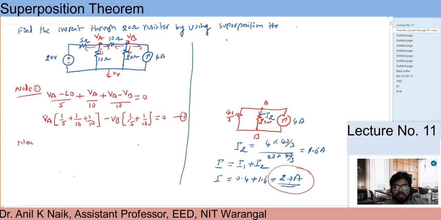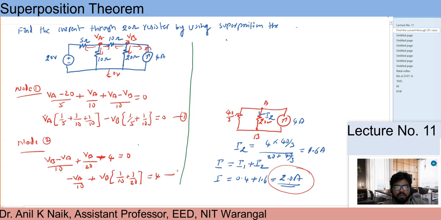And go for node 2 here. Apply again KCL, then it is (VB minus VA) by 10 plus VB by 20 plus, this is the current direction coming, and opposite to this I can take minus 4 ampere equal to 0. Or you can write it as minus VA by 10 plus VB (1 by 10 plus 1 by 20) equal to 4. Equation 2. Now solve these two equations.